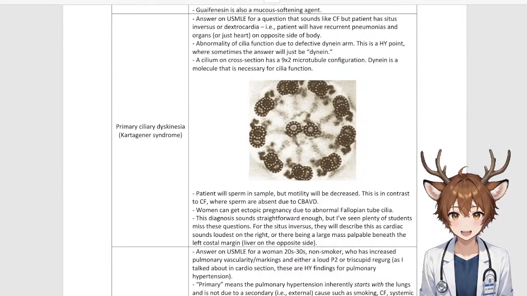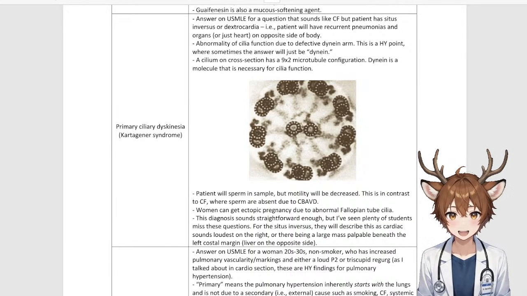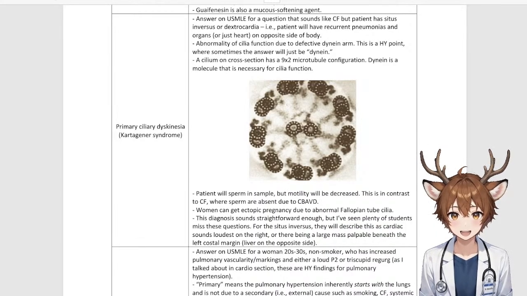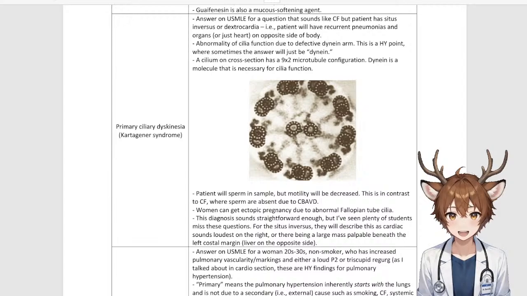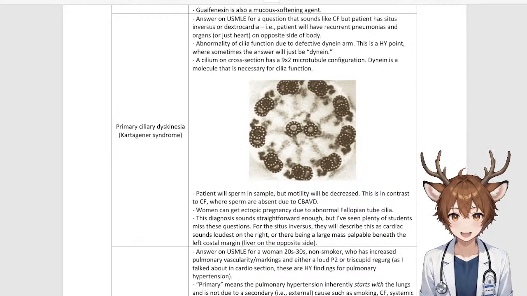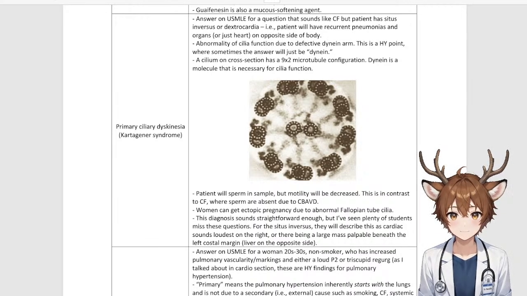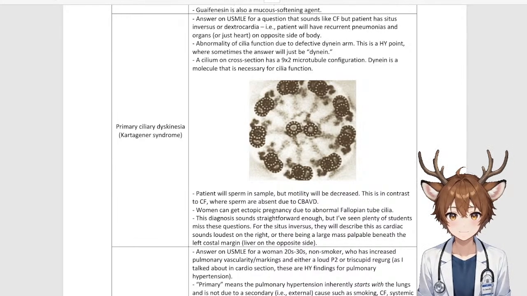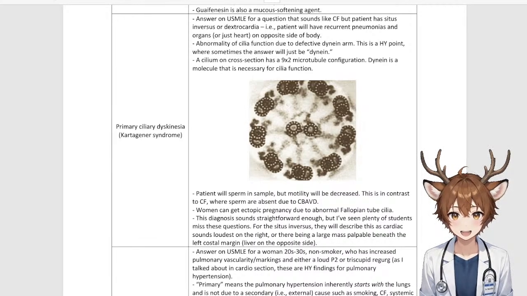A cilium on a cross section has a 9x2 microtubule configuration. Dynein is a molecule that is necessary for cilia function. Patient will have a sperm sample, but the motility of the sperm sample will be decreased. This is in contrast to CF, where sperm is absent due to CBAVD.